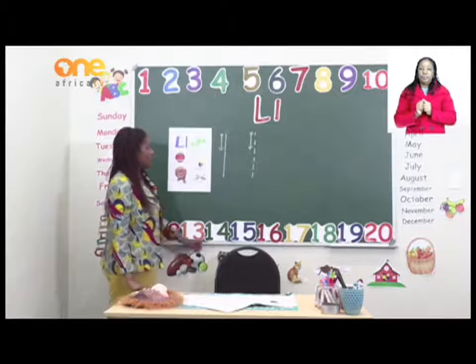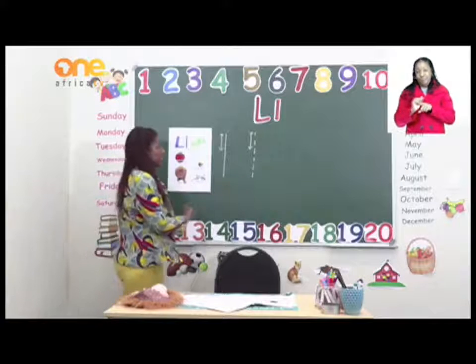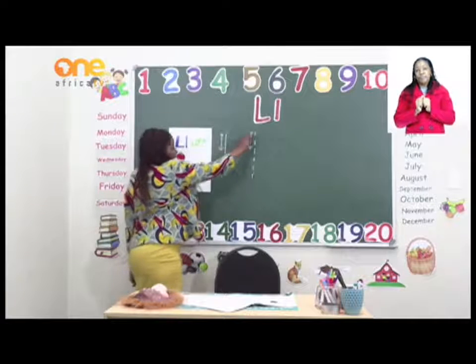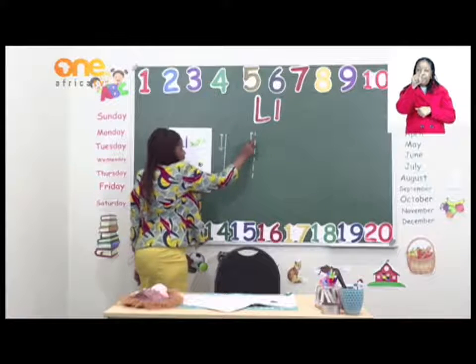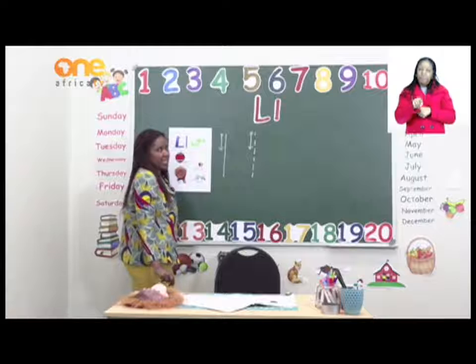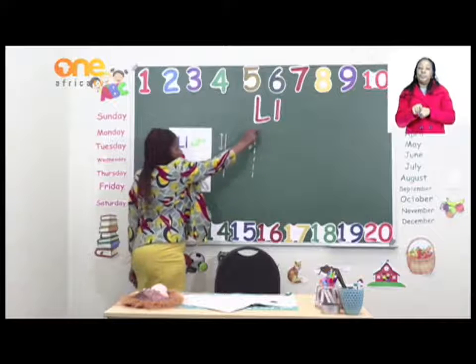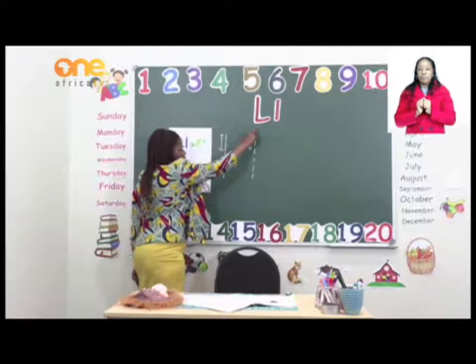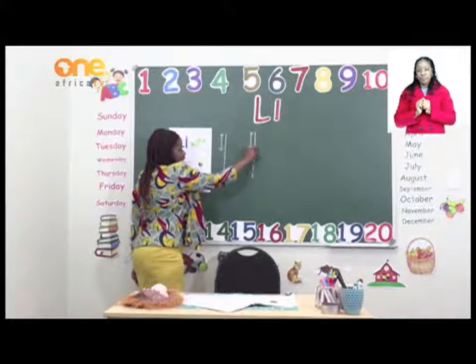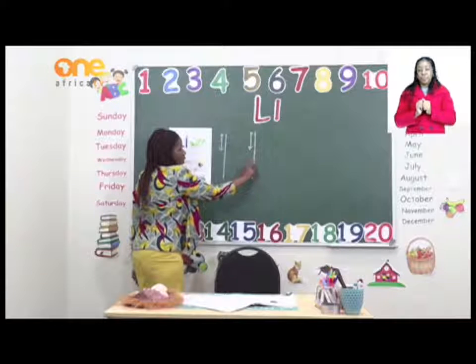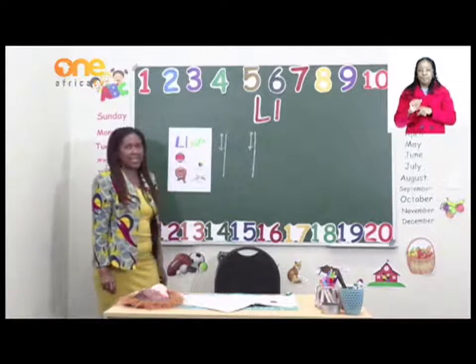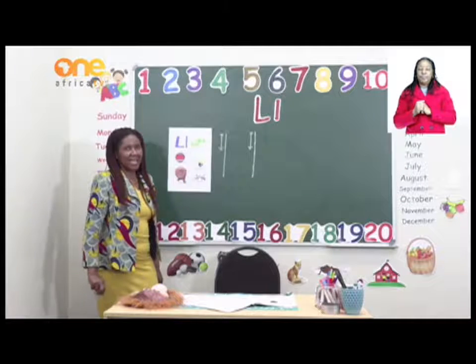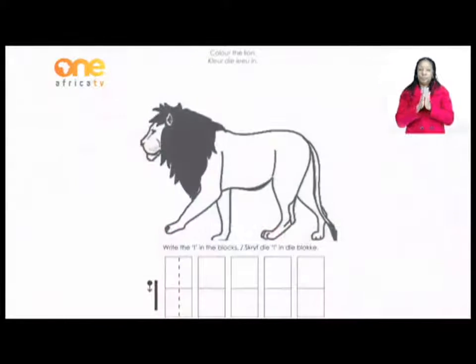Let's do it once more with the dotted lines on the next part of the board. We always start from the top as the arrow is showing us the directions. We will start from the top and we join the dots nicely and neatly all the way down. That's how we write letter L. Let's get back into our booklet, page 18.